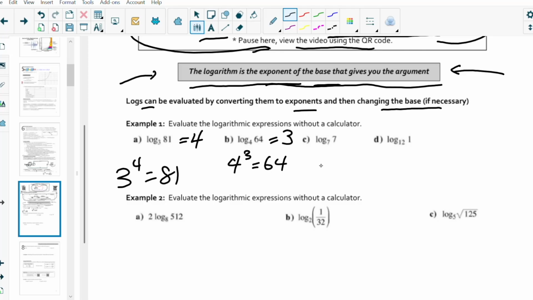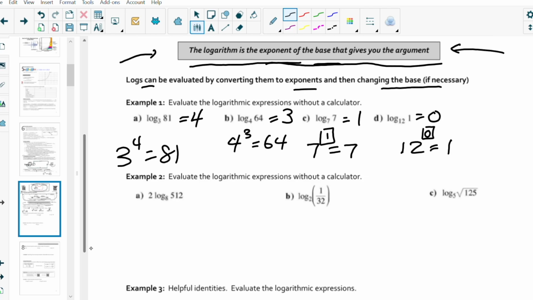How about log base 7 of 7? What exponent do I apply to 7 to get 7? 1. So that's equal to 1. Log base 12 of 1. Not a trick question. Do exactly as the logarithm laws say. The base is 12. I'm going to set it equal to 1. What exponent do I apply to 12 to get 1? Well, the exponent is 0. So log base 12 of 1 is 0.